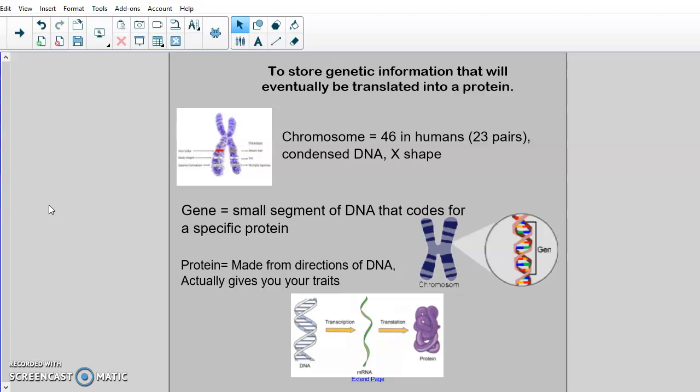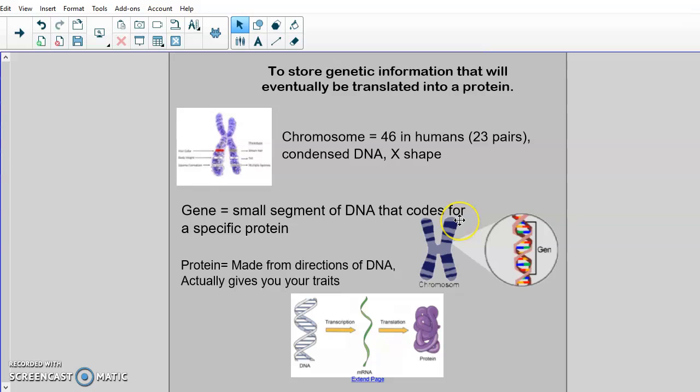So just a quick recap. You have 46 chromosomes in your body, 23 pairs, right? You get half of them from your mom and half of them from your dad. Chromosomes are condensed DNA, like right before the cell is going to split into two. Looks like an X shape. A gene is a small segment of DNA that codes for a specific protein. So hopefully you remember that as well.